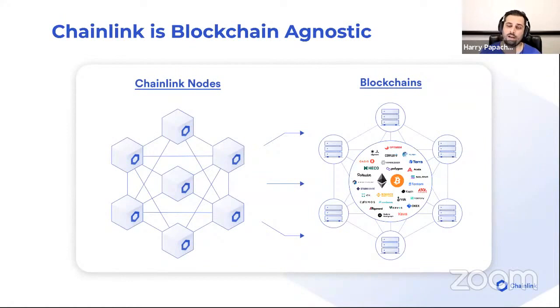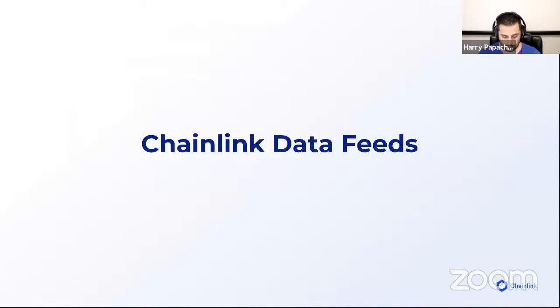So Chainlink, as a decentralized oracle network, is also blockchain agnostic. So we're not just on Ethereum. Chainlink is on Polygon, Binance Smart Chain, XDAI, and many more to come.